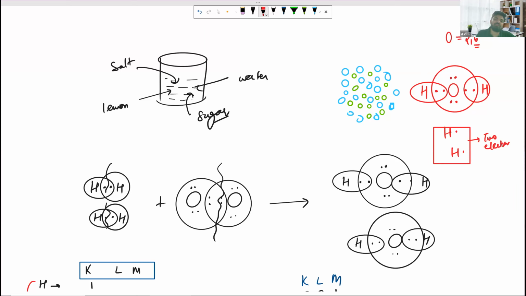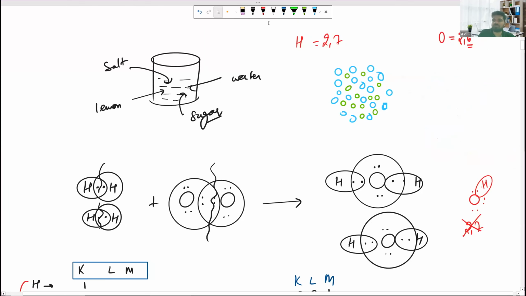And if it makes a bond with only a single H, it will be 2, 7. If it makes a bond like this, 1, 2, 3, 4, 5, 6, and makes a bond with only 1 hydrogen atom like this, OH will have 2, 7. Still it is not stable.